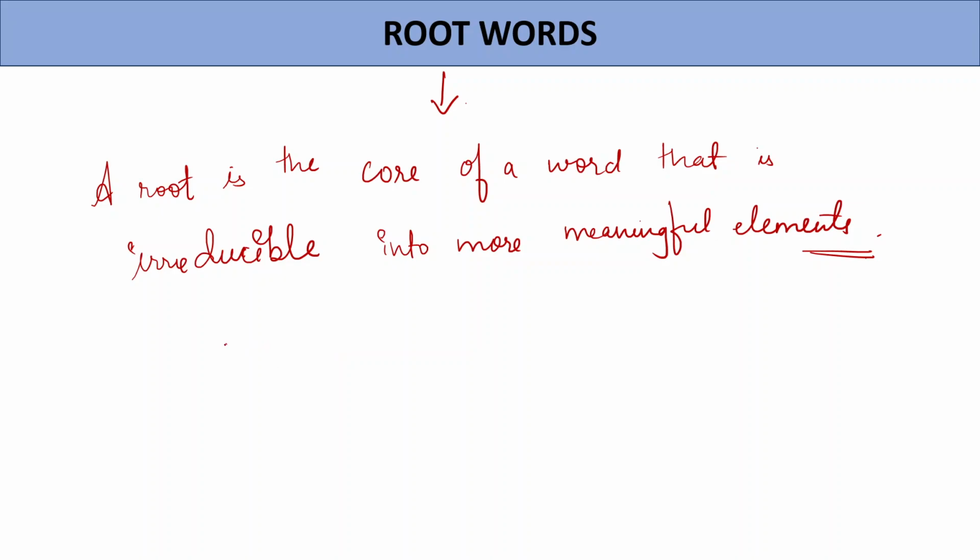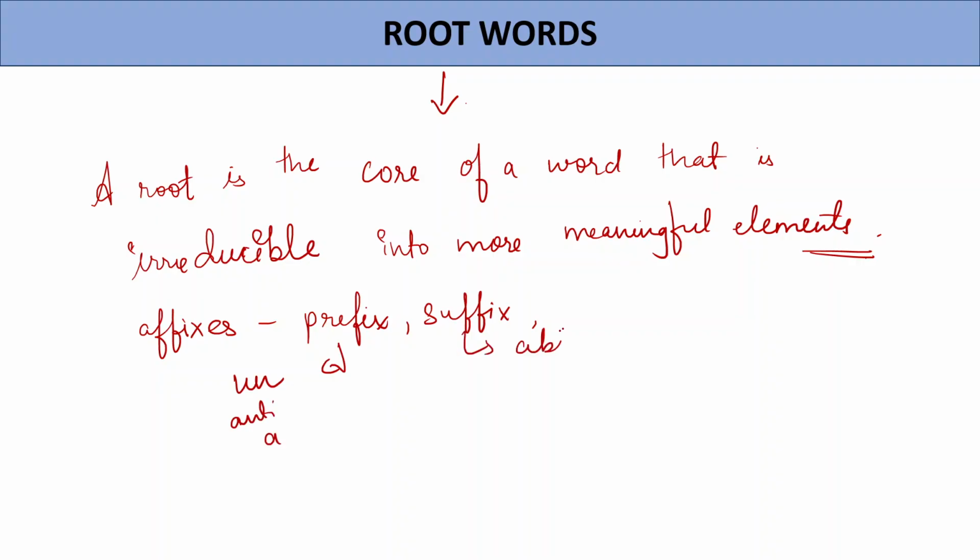By the term affixes, I'm talking about the prefix and the suffix, right? A prefix is the words used before a word, for example un, anti, a. Suffixes are words which are used after the word, like able, tion, ion, etc., right? So these are some of the things which we are here to understand today.